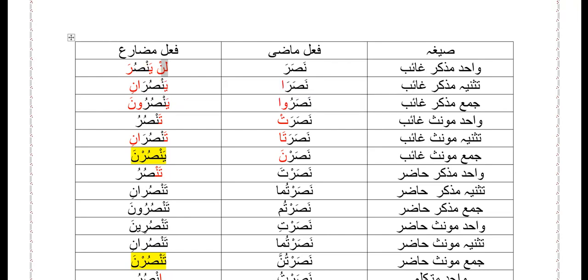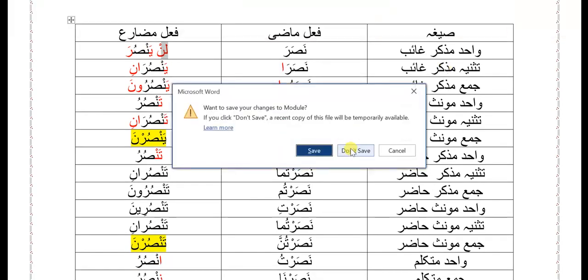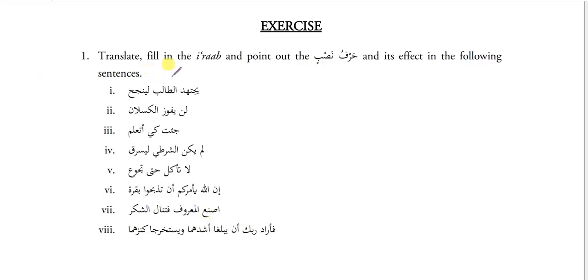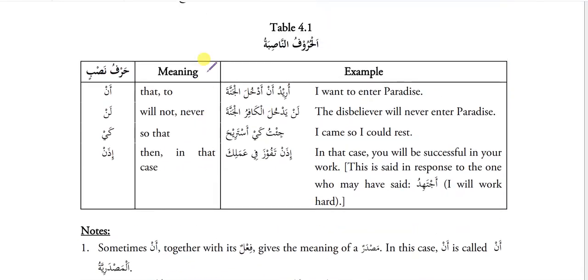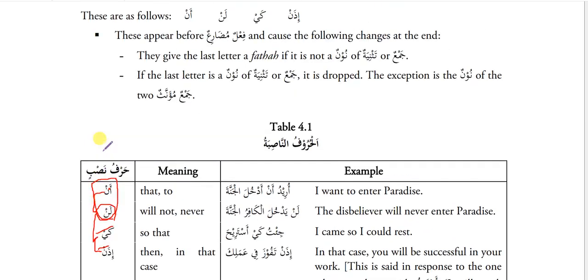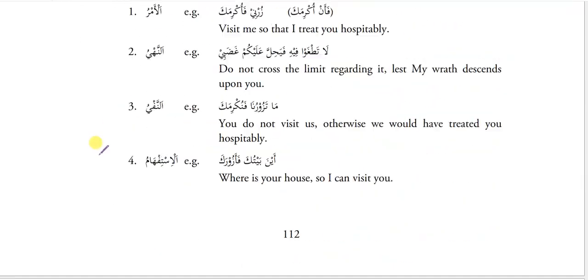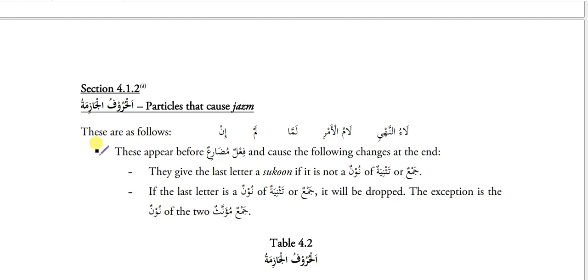Similar to lan and lam, there are some other huruf nasiba and jazima too. Like huruf nasiba, there is kai and izan. In huruf nasiba, we only learned about lan, but you understood what the effect is and how it happens on fe'l muzare. And similarly for huruf jazima, I also explained, but there are some more huruf jazima which we are going to read in the next section.